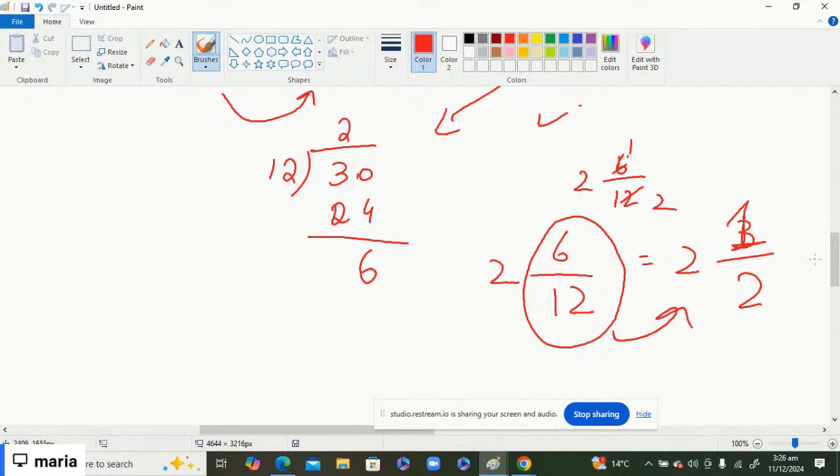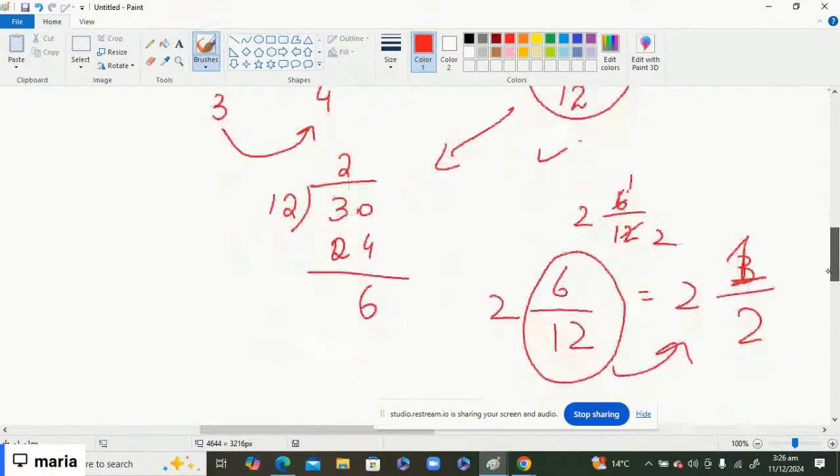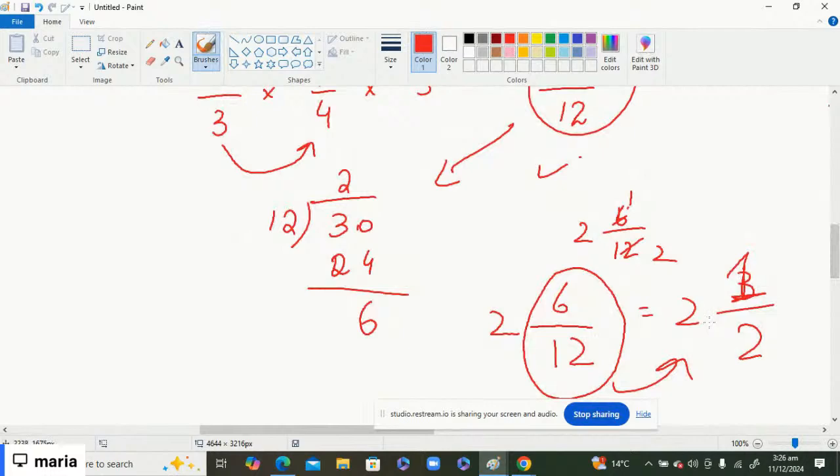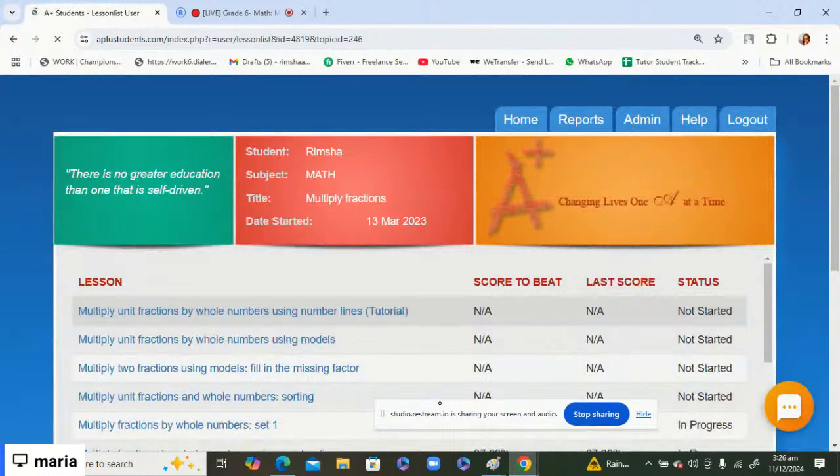Here are the 4 steps that we get. First, solve the question, then write your answer again as a mixed number, and then the mixed number is again divided. Okay, this is the way that we solve this one. So hope you guys understand this lesson. Solve the rest of the test questions by yourself. Now let's get started with the next lesson.